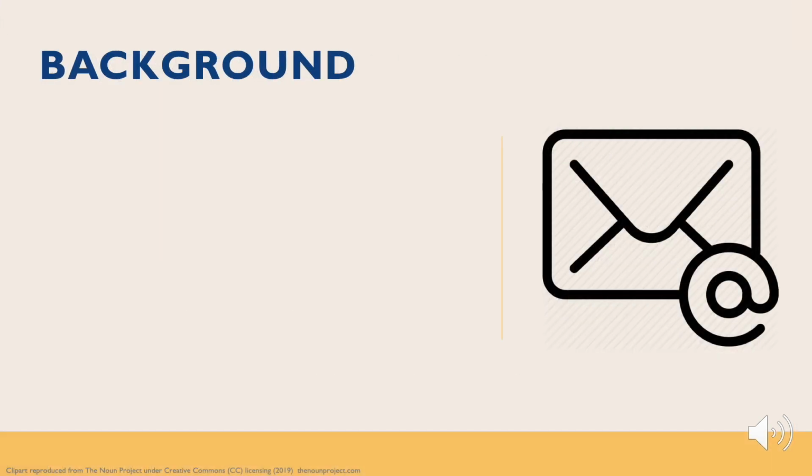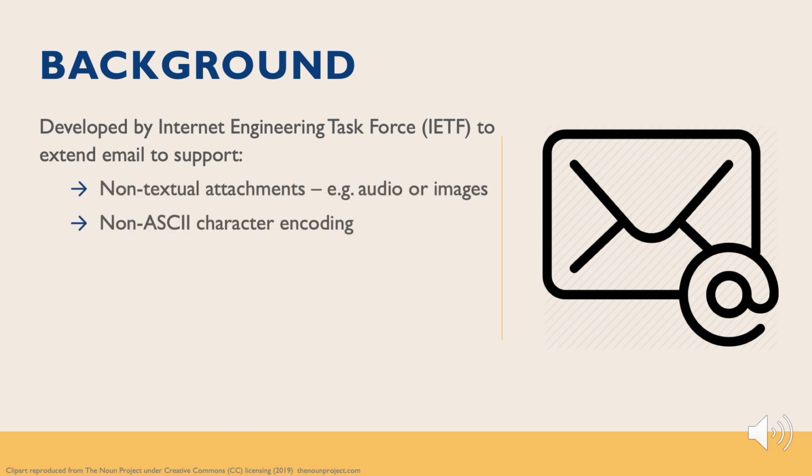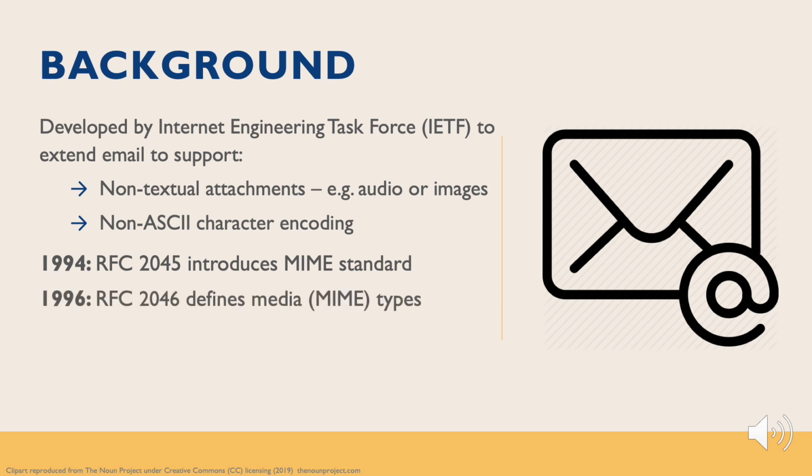If the MIME acronym sounds outdated now, that's because MIME was originally a technical specification developed by the Internet Engineering Task Force to extend the body of email messages so that they could support new content types and formats, including non-textual attachments like audio files or images, and text encoded in character sets other than ASCII, which is the most commonly used for representing text. MIME was published as a specification back in 1994 in Request for Comments 2045. Media types were defined in 1996.